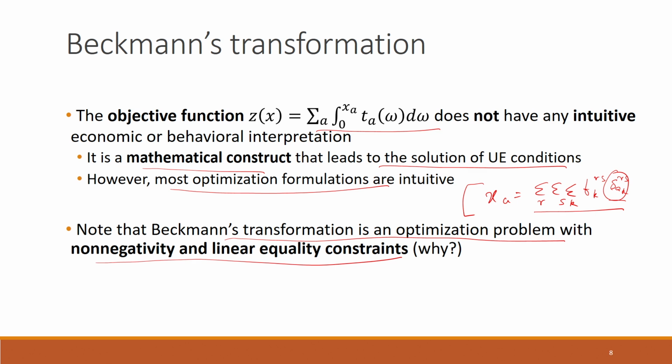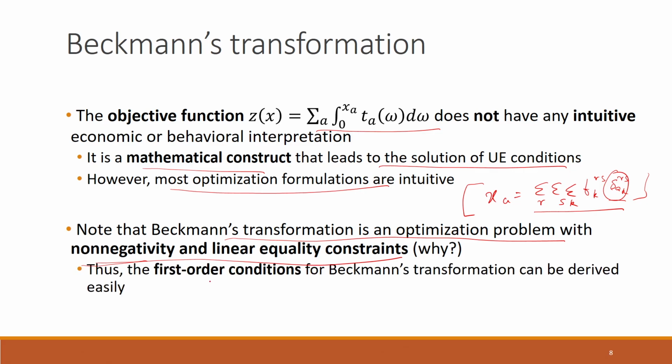So that's why all of these constraints that we have are fitting into this framework, because the first set of constraints, summation f_k^rs is equal to q_rs, is a linear equality constraint. The second constraint, f_k^rs greater than or equal to 0, is a non-negativity constraint, and the last set of constraints, this one, is again a linear equality constraint. Okay.